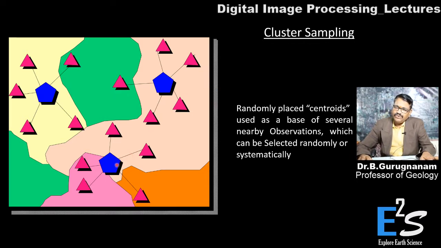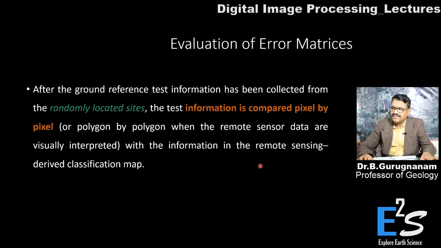This is called a cluster. You have 3 clusters. From the 3 clusters, I am going to collect the samples. Randomly placed centroids: there are 3 centroids I have kept, and then I have asked my team members to get the observations systematically in all surroundings. This is called cluster sampling.